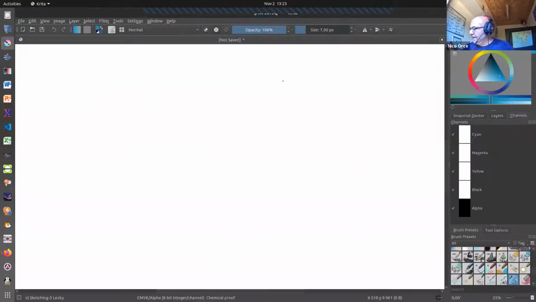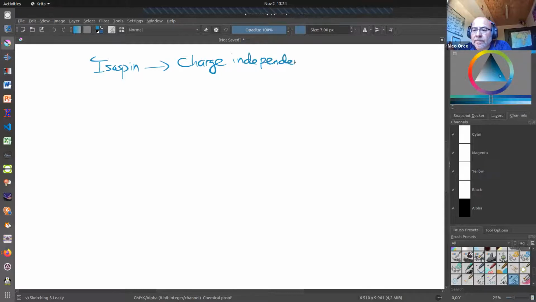So in this lecture today, we are going to introduce the idea of isospin. And chapter 3 is dedicated to isospin in our lecture notes. Or what is the same thing, charge independence, also called independence of the nuclear force.